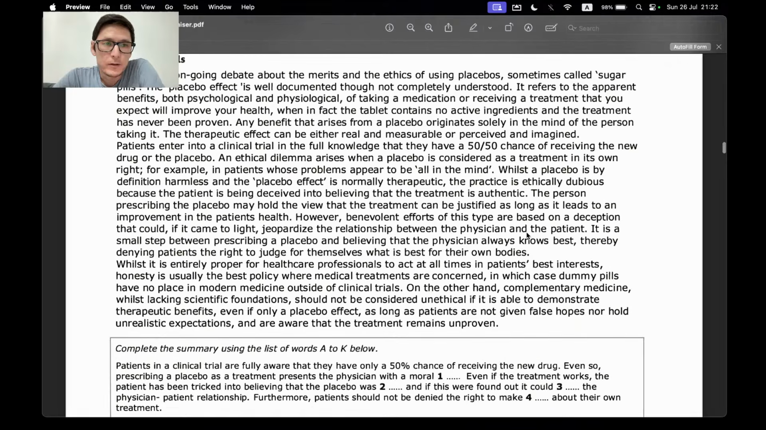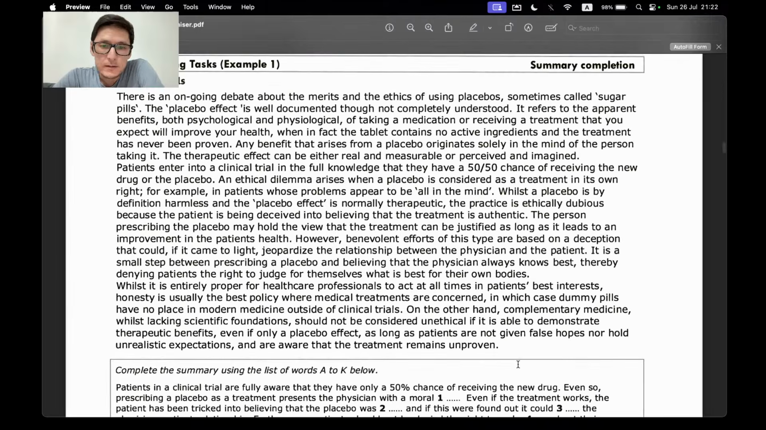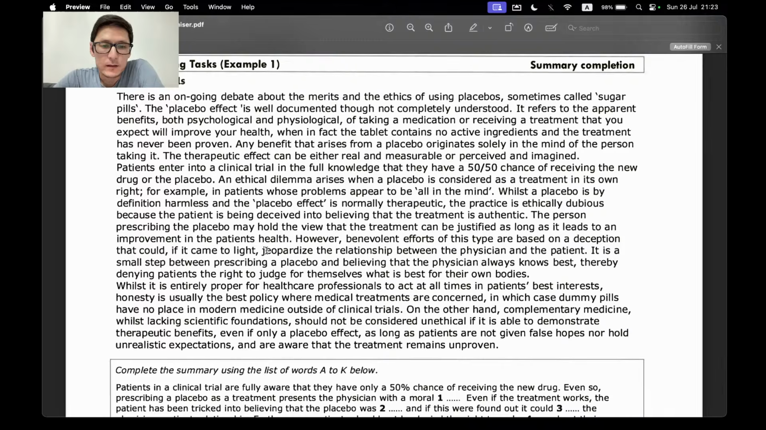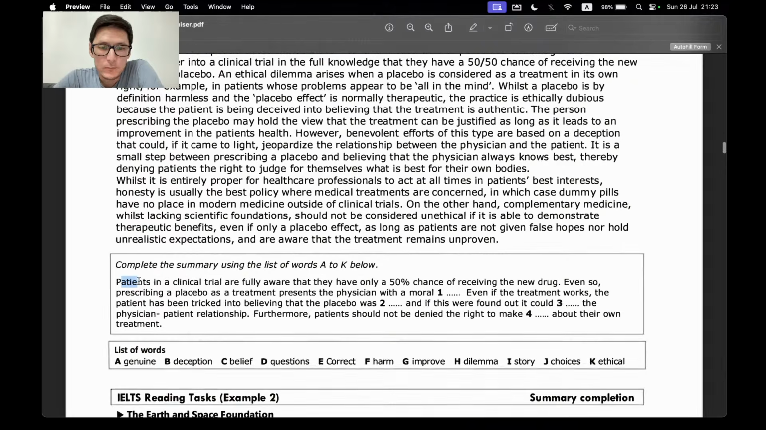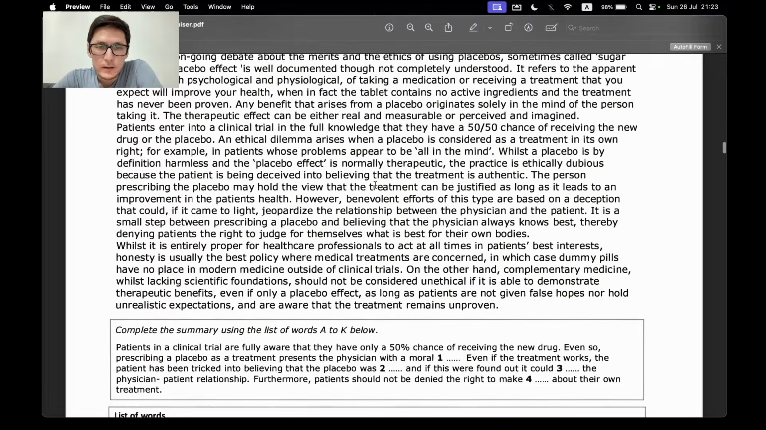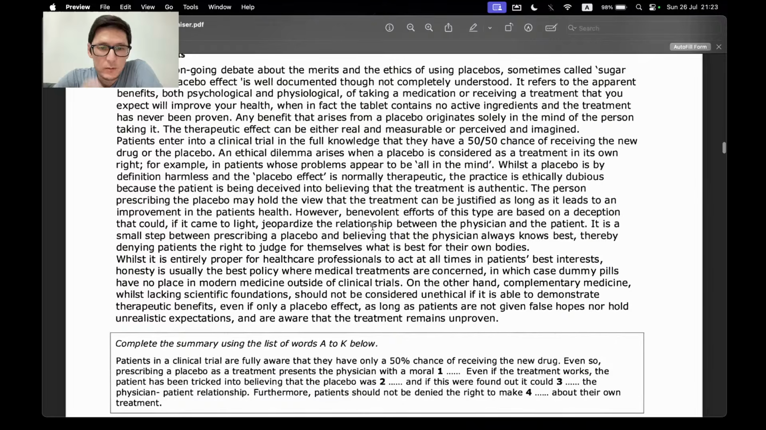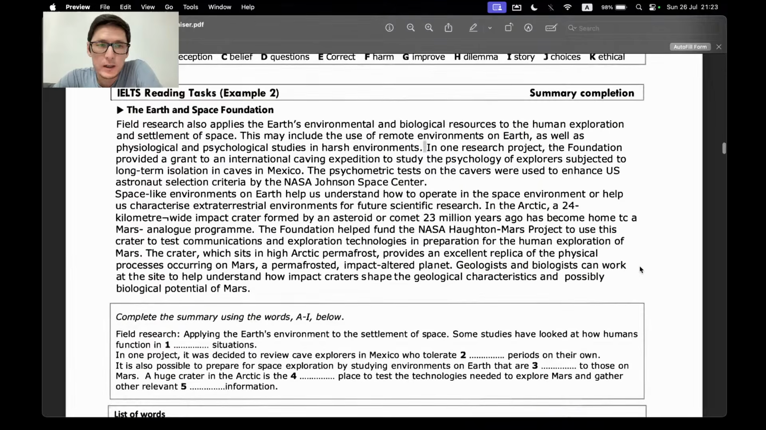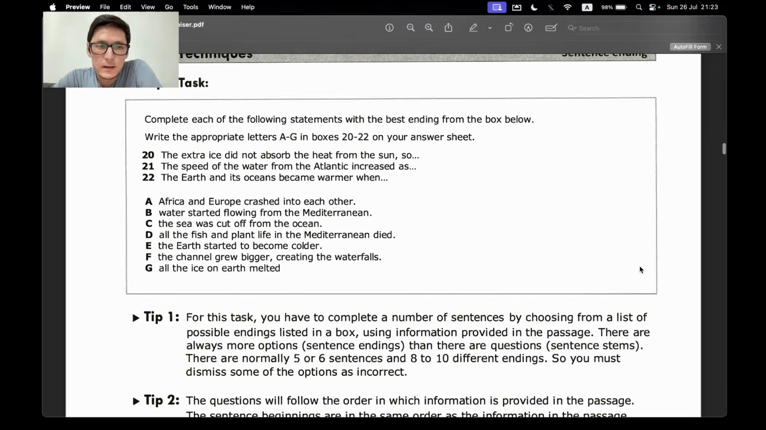So here is a sample text. First you have to find where the summary is. This summary should be located somewhere in the text. It's not all over the text, it's in an exact place. And then you have to choose the words from here. Also you have some other tasks connected with this.